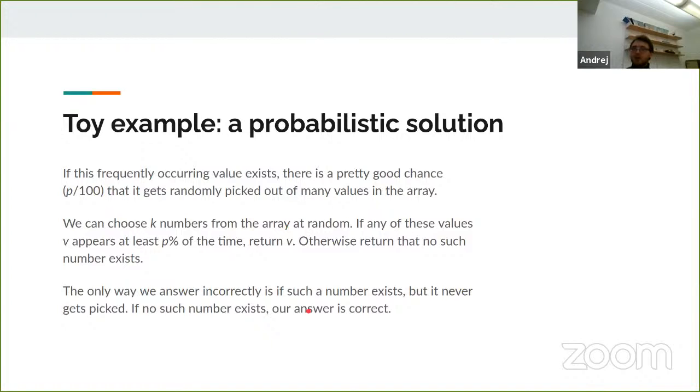So the only way you could have answered incorrectly is if such a number does exist, but you got so unlucky that you never picked it in any one of the k iterations. Otherwise, you're guaranteed to be correct.